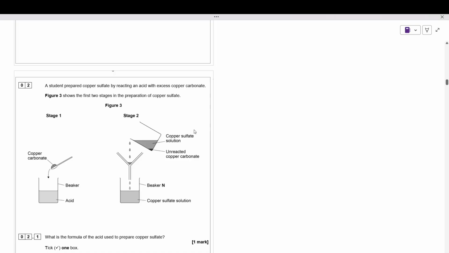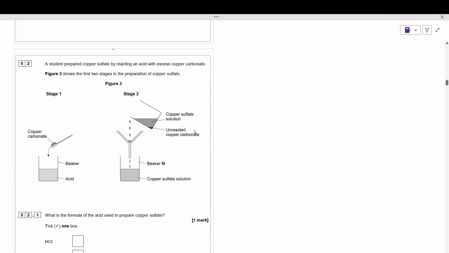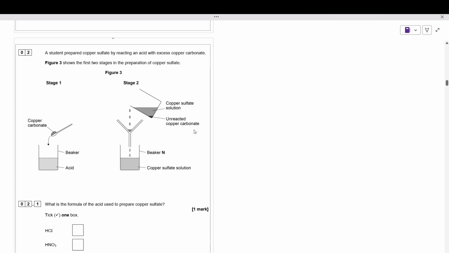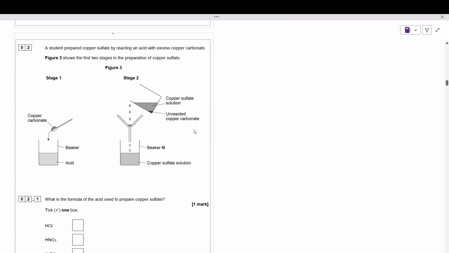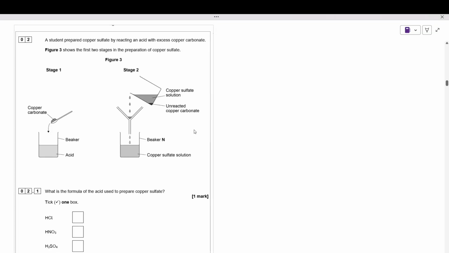Now, question 2. A student prepared copper sulfate by reacting an acid with excess copper carbonate, and figure 3 shows the first 2 stages of the preparation for copper sulfate. So let's explore the stages.